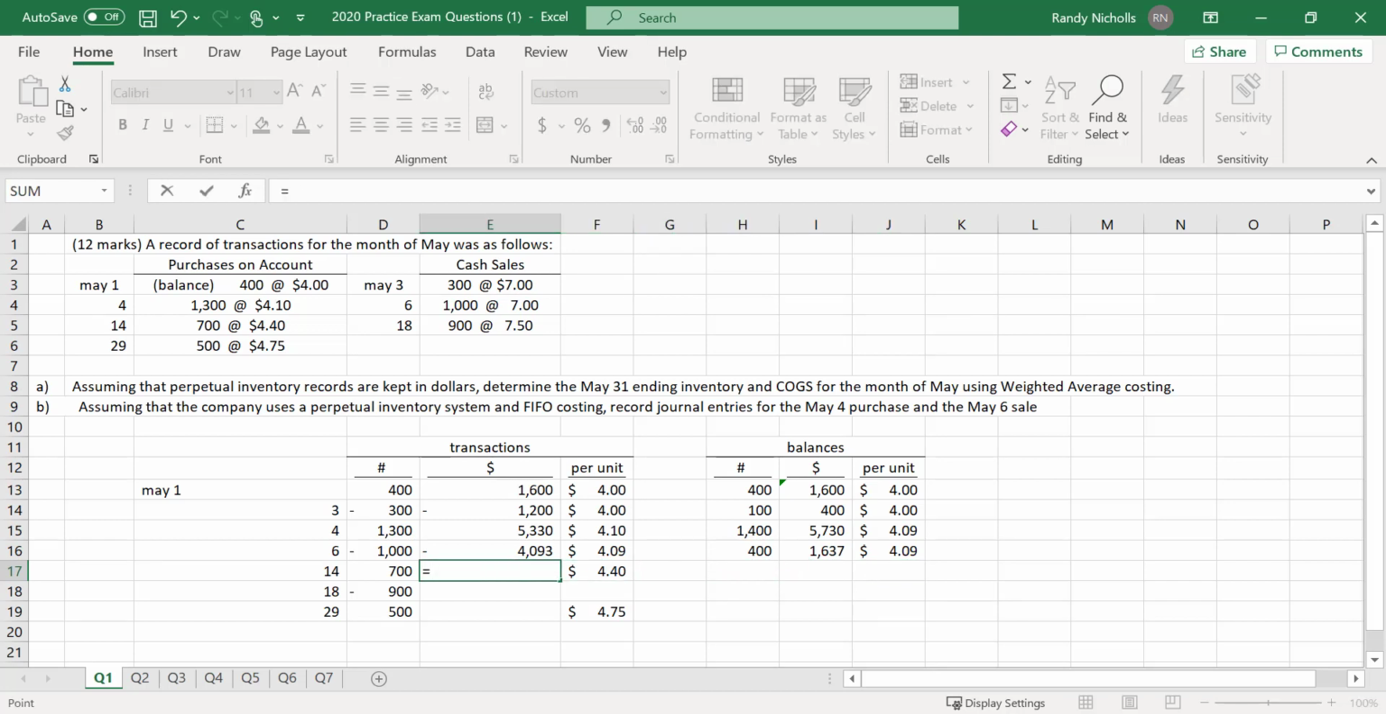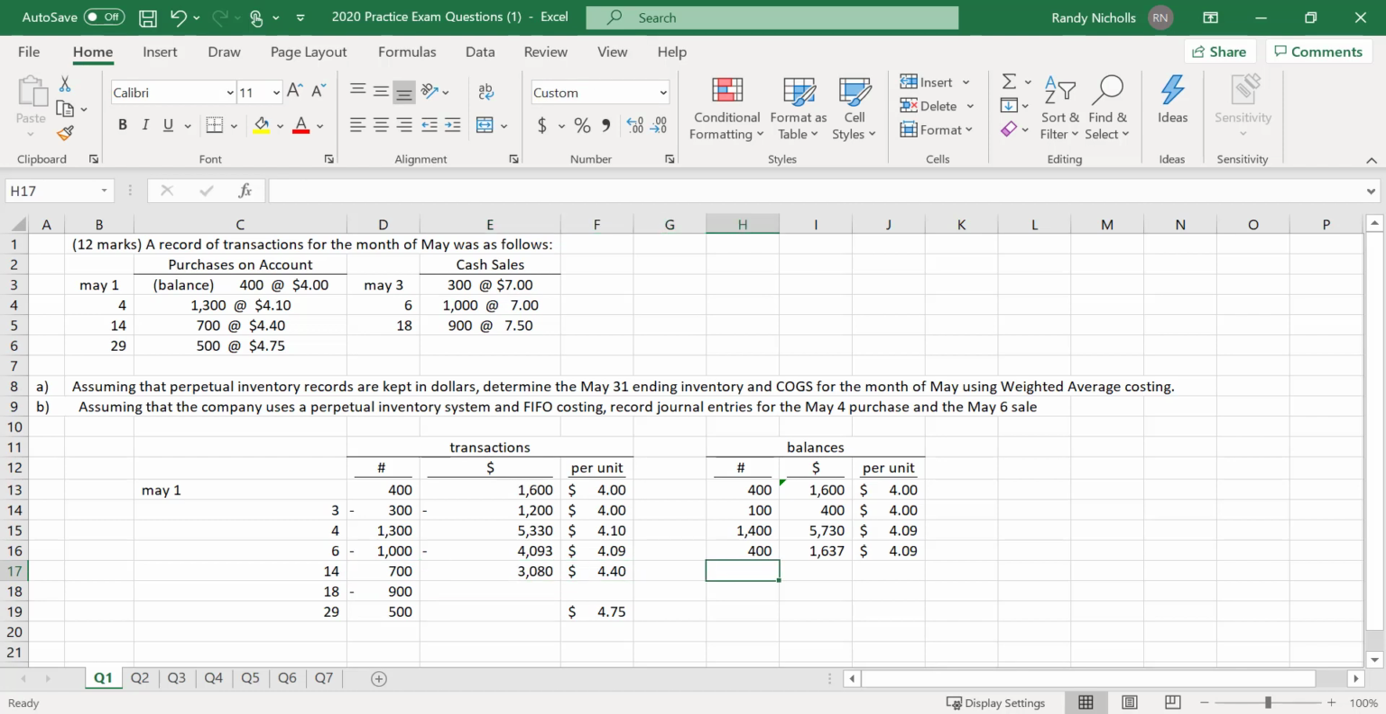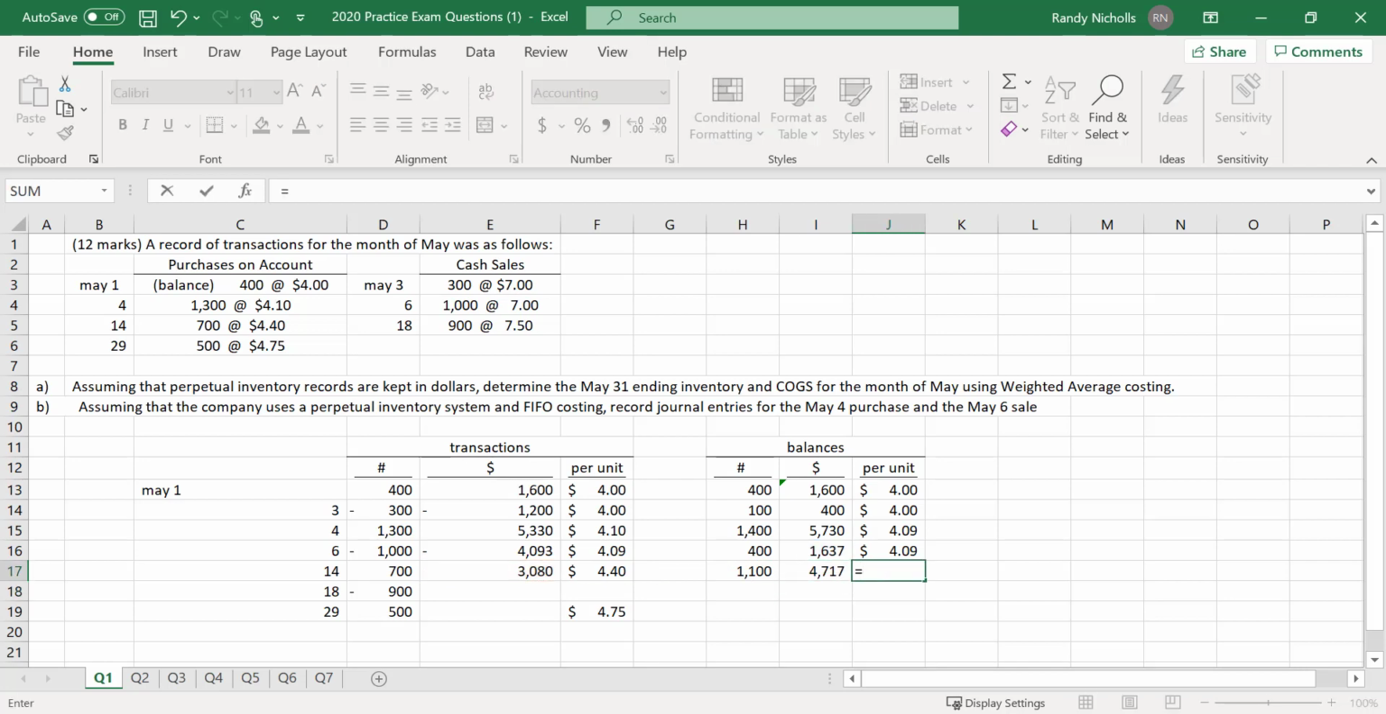Bought 700 at 4.40. My apologies if this is fast, but again, you can pause me if you need to think about anything or listen to it again. And I update my inventory. I had 400. I added 700, so I got 1,100. I had 1,637. Added 3,080. And again, dollars divided by units. And this should be somewhere between 4.09 and 4.40. That was 4.29.